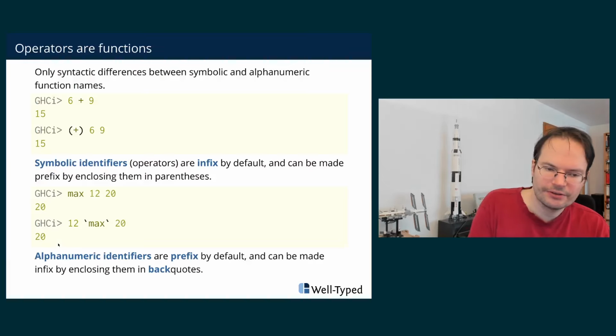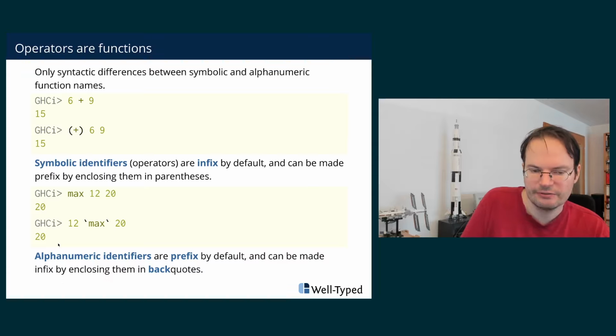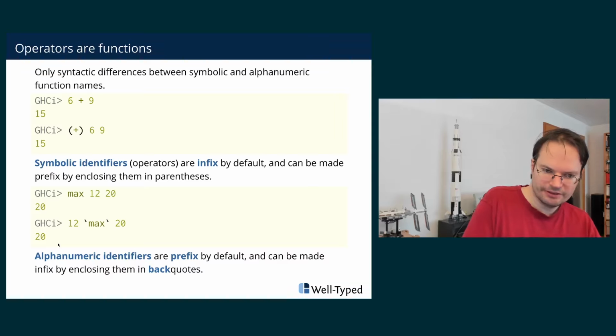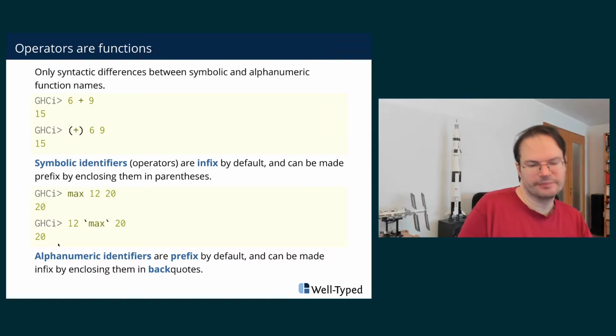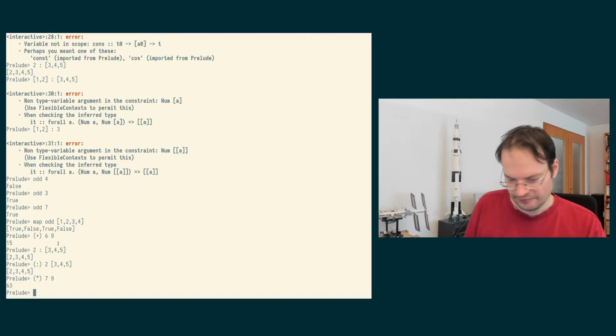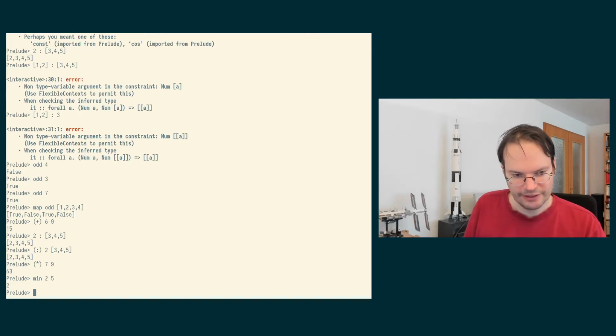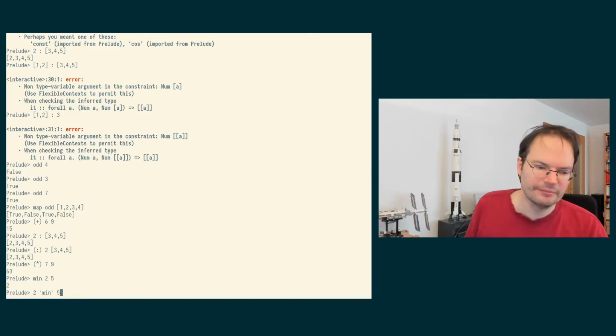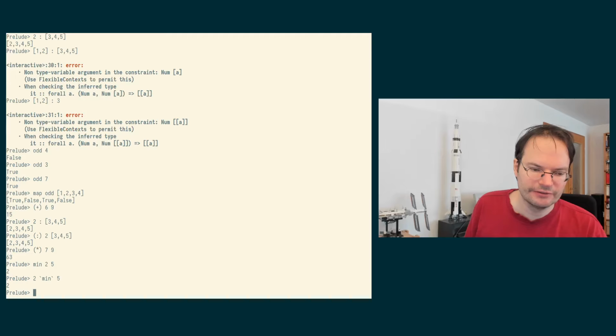We can also go the other way around. If we have a function such as min and max, which takes 2 arguments, we can actually move it into infix position by enclosing it in back quotes. So we had min and 2 and 5, but I could also write 2 and then min between back quotes and 5. Please note that these are back quotes, not normal quotes.